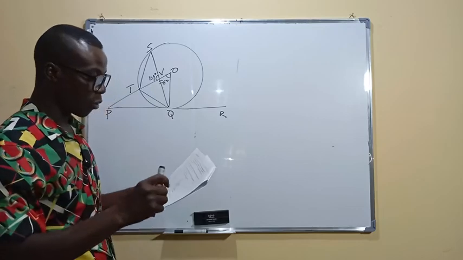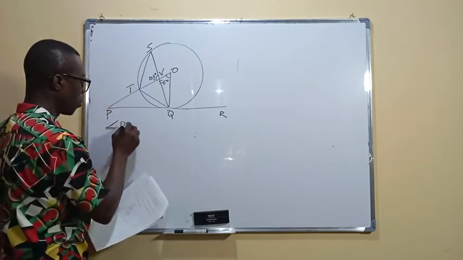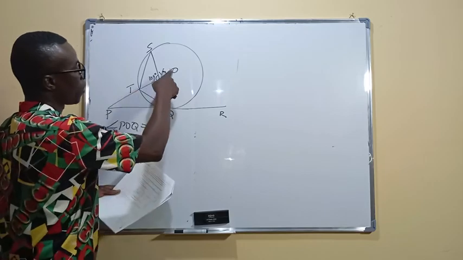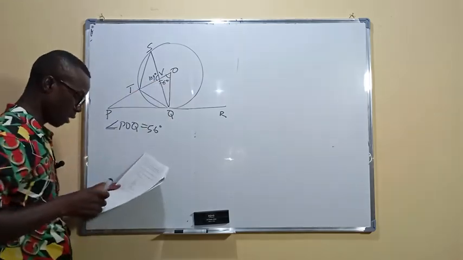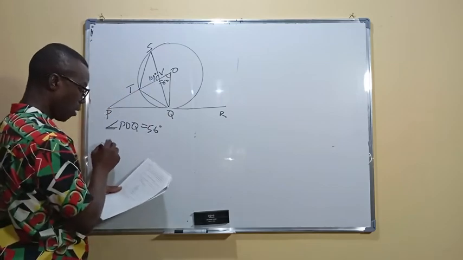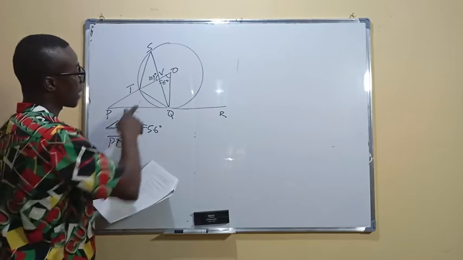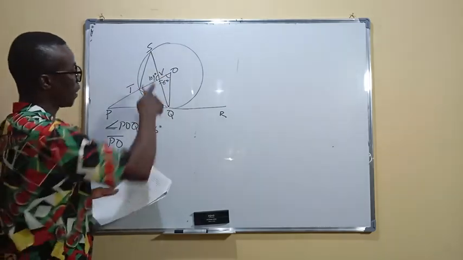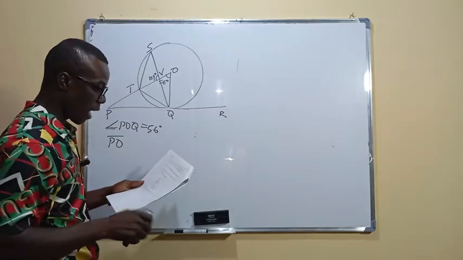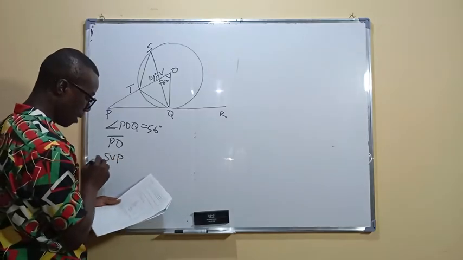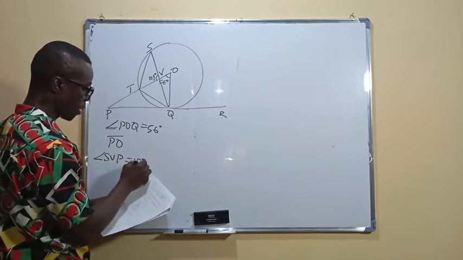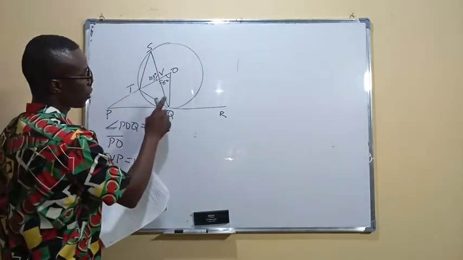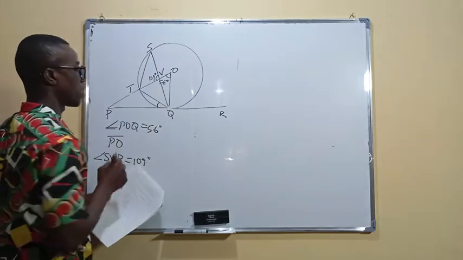Now it says that angle POQ is 56 degrees. So we can see that angle POQ, this angle here, is 56 degrees. And line PO intersects line SQ at V, such that angle SVP is equal to 109 degrees. So we should calculate TQP. That is angle TQP. This angle over here is what we are going to calculate.